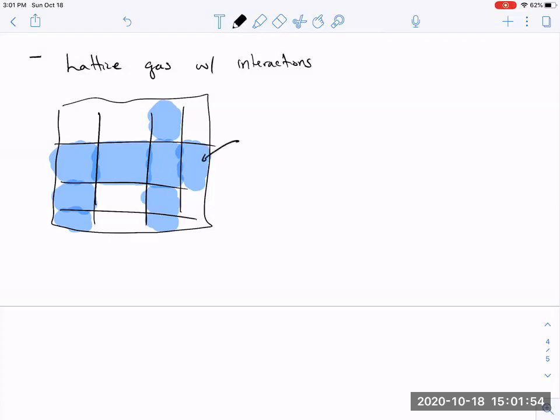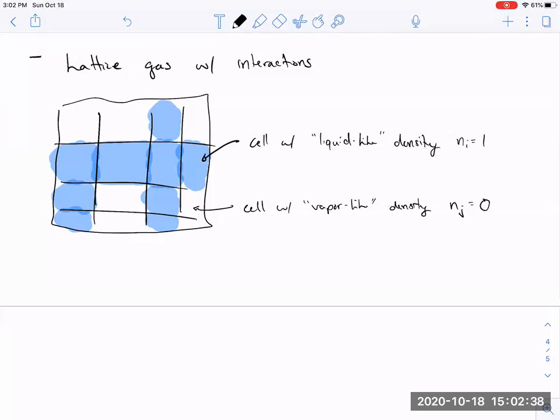So let's denote a cell that is filled with a liquid-like density. Let's denote that with an indicator function n_i that equals 1. To be contrasted with a cell that is empty or has a vapor-like density, that has an indicator function, say for that jth cell, that's 0. So that each cell has an indicator function which is either 0 or 1.